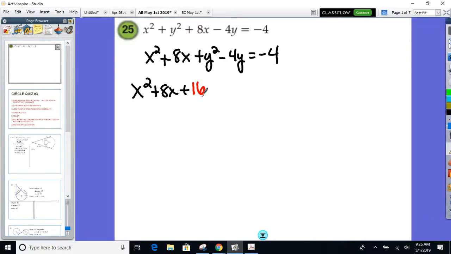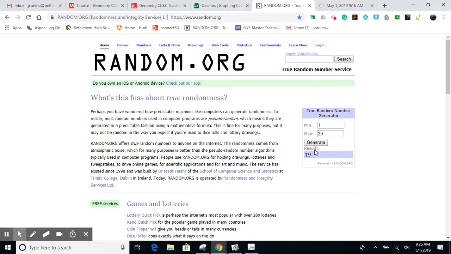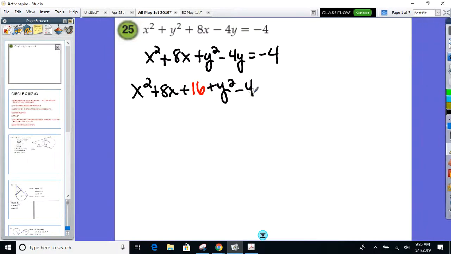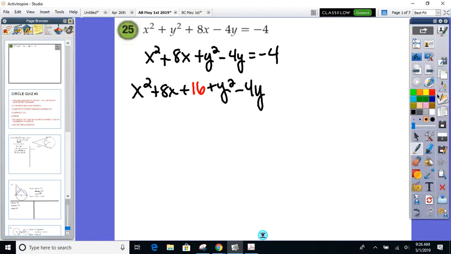And now I'm going to do it on the y's. So please do the same thing for the y's for me. Perfect. So I'm going to have y squared minus 4y. Take half the b and square it. What new number do I get back? Plus 4. Yep.